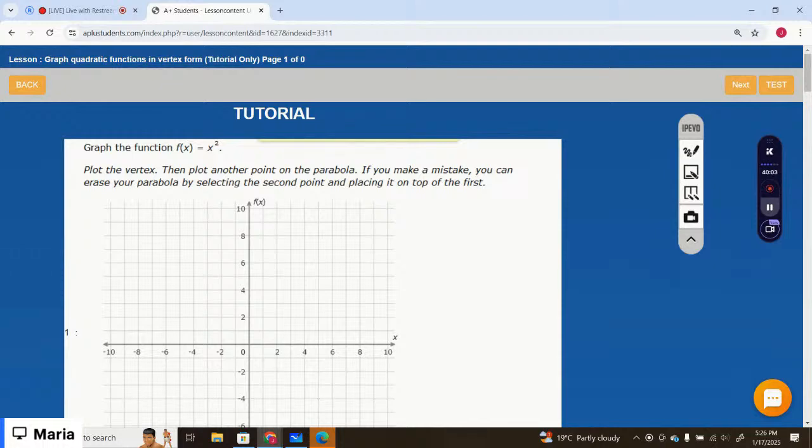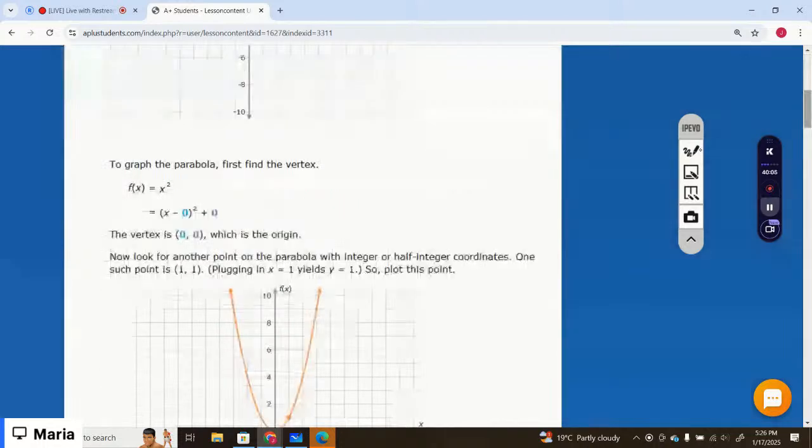Graph the function f of x equals x squared. So how do we graph a function? We need to find the vertex of the parabola and the 2 points on the graph.